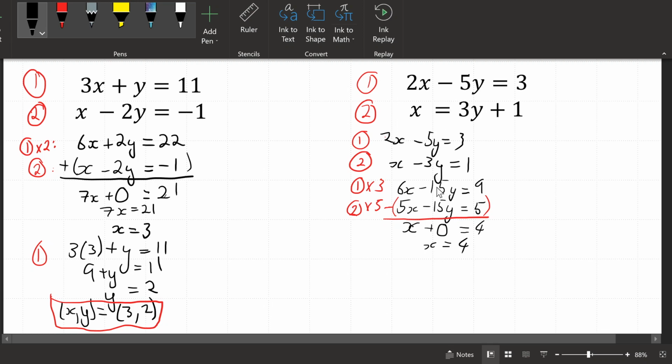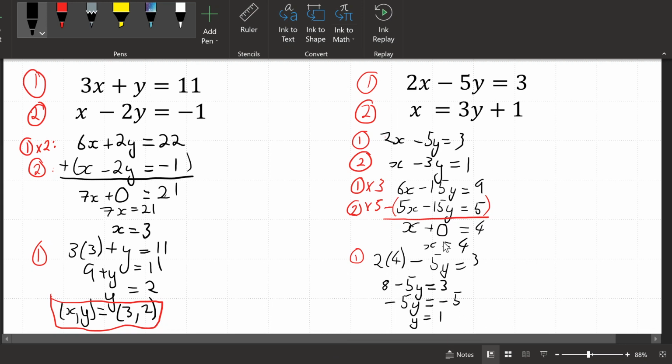Fantastic. Okay, now let's go back to equation 1 again, and we're going to try to find y. So 2x, and we know that x is 4, so we're going to go 2 multiplied by 4, take away 5y equals 3. So we know that 8 take away 5y equals 3. So we have that minus 5y equals minus 5. So y equals 1. Okay, so just step by step by step.